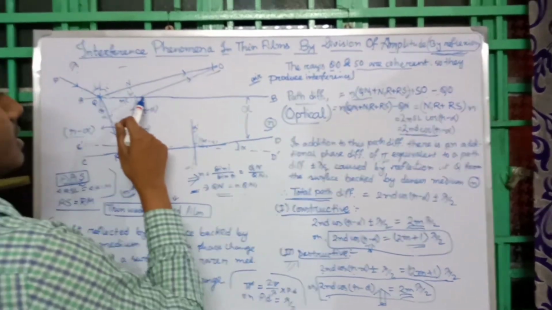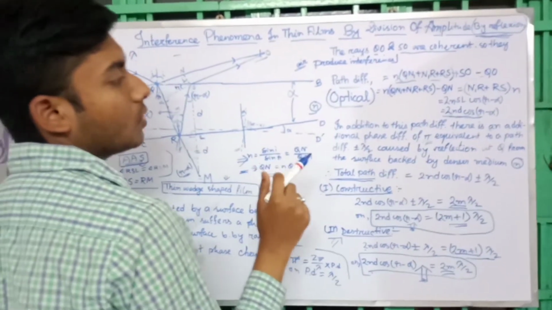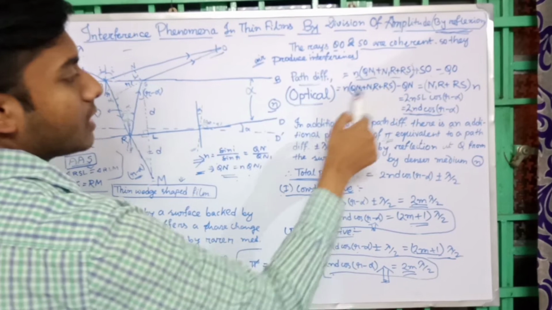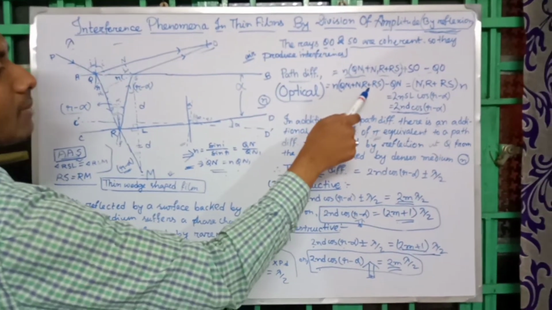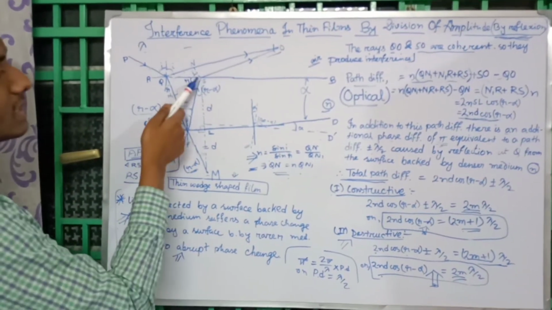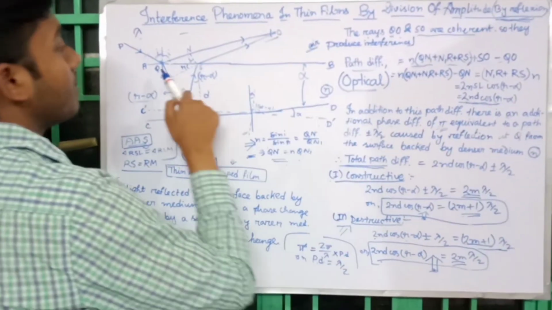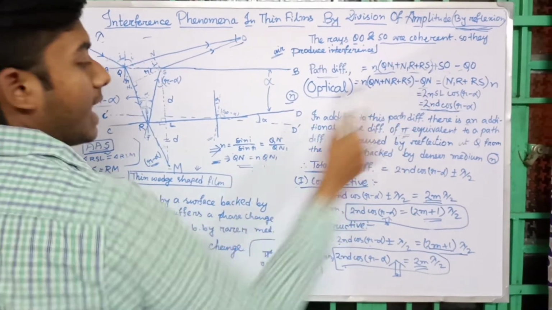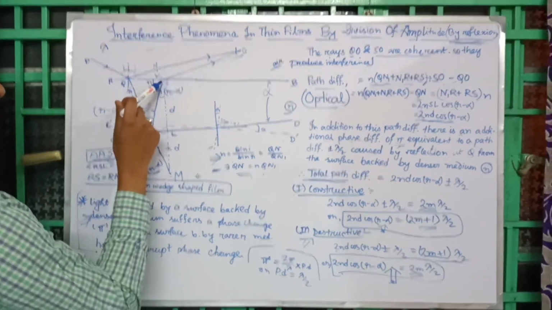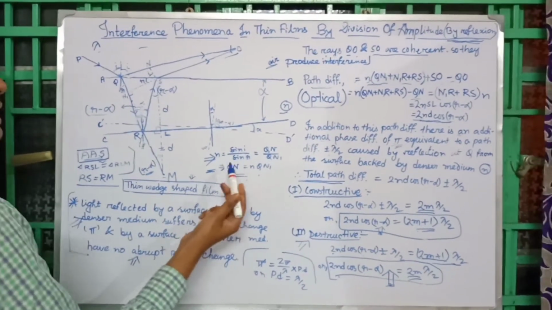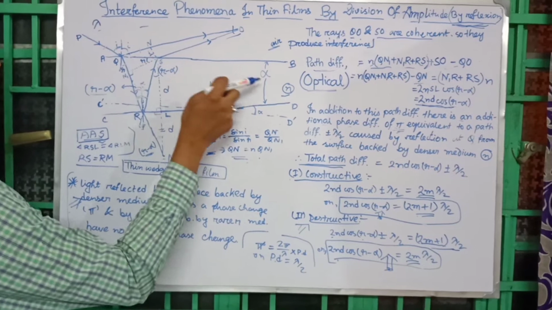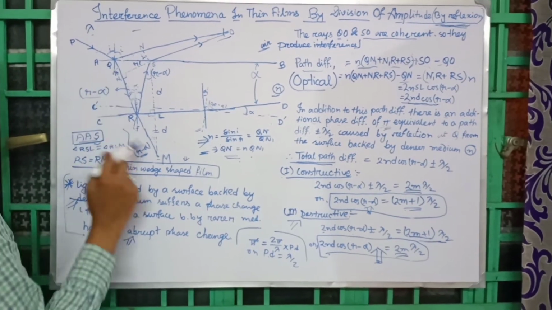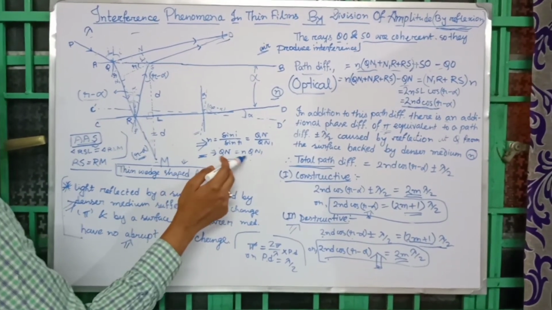Now as SO and NO are equal, so we can say this equals N into QN1 plus N1R plus RS, minus QN. And as from these two triangles QNS and QN1S, we see that the refractive index N equals sin I by sin R, equal to QN by QN1, and this gives QN equal to N times QN1.